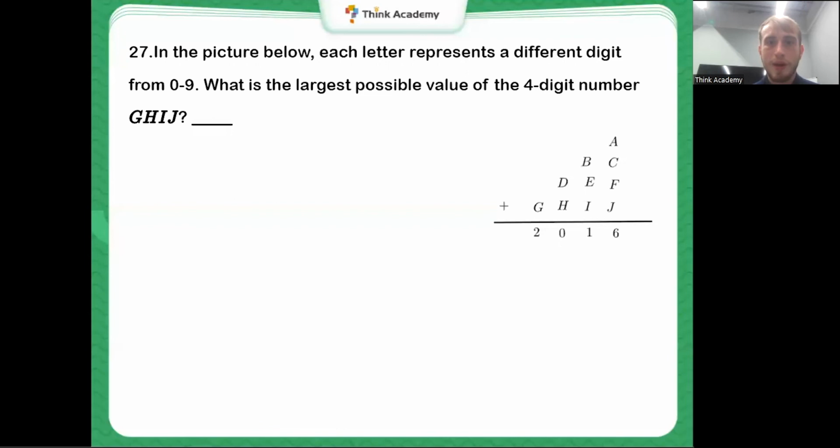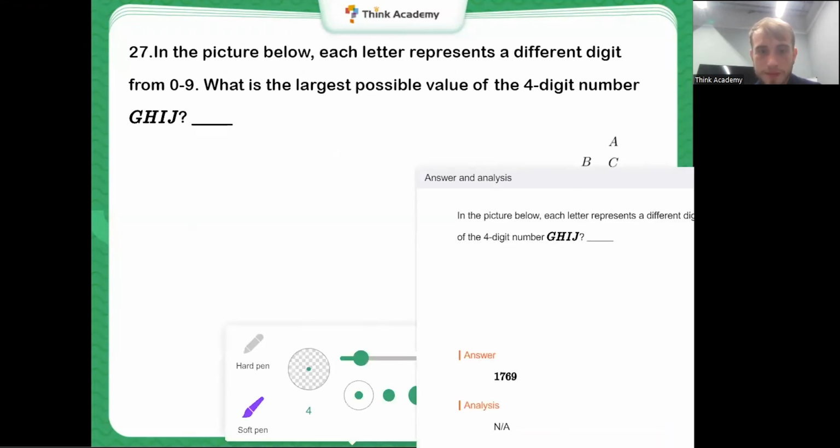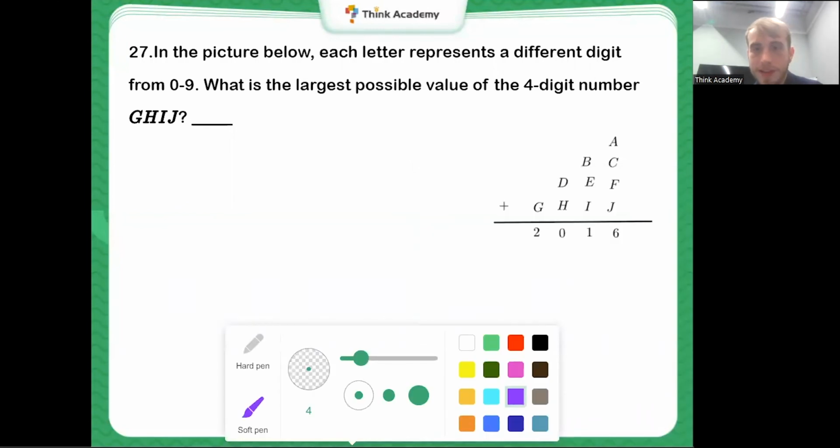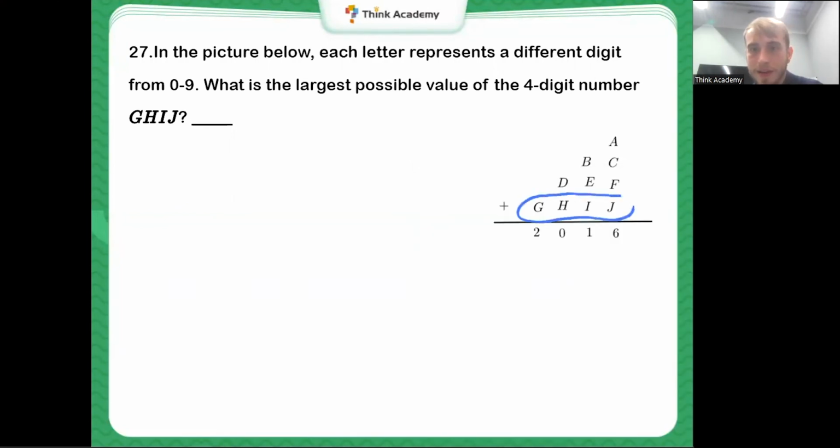So in the picture below, each letter represents a different digit from 0 to 9. And I want to know what the largest possible value is for this number here. Okay, so we've got A, B, C, D, all the way up to J. That's 10 digits. So I'm going to start off by writing down the bottom all of the digits, so as I choose them, I can cross them off because I can only choose each one once. Each letter represents a different digit.